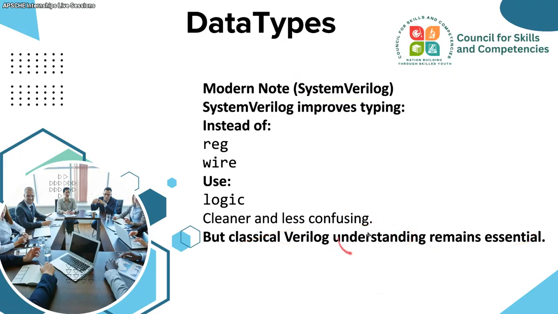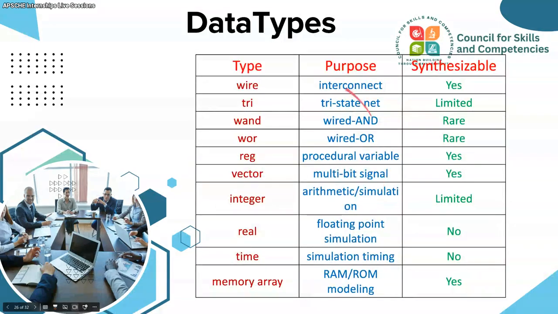We want to understand classic Verilog. Even though SystemVerilog makes it easy with logic, they are telling that understanding classical Verilog is very much essential for us. So we have wire, tri, wand, wor, reg, vector, integer, real, time and memory array. We learned and looked into them.